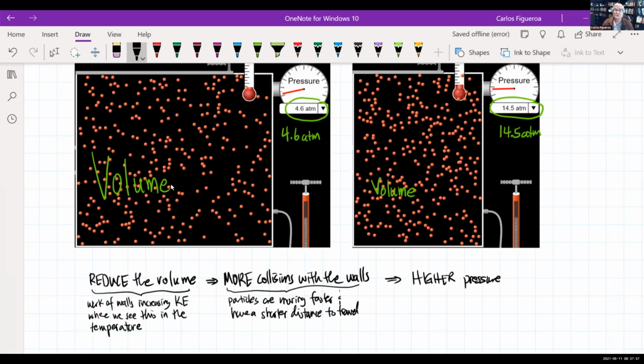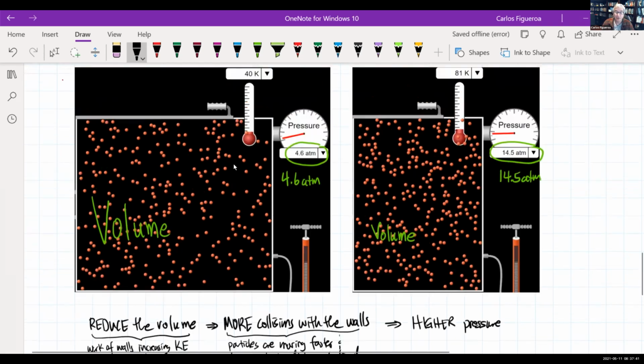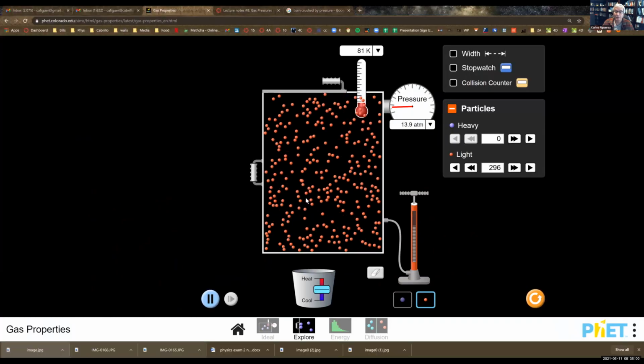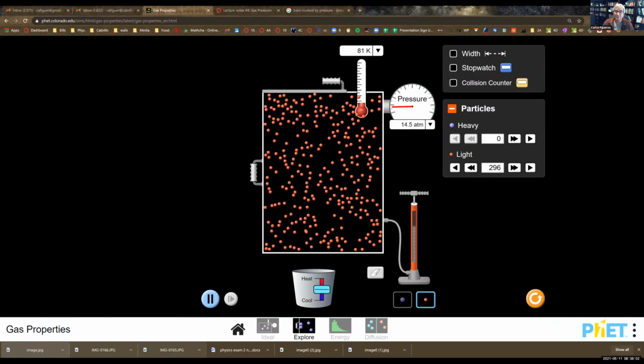Now what I need to do here is that I need to go back up. So what I'm going to try to do is go back up to 40K and get 44.6 atmospheres. So let's go try to do that in the applet, so you could see specifically why I'm trying to do what I'm doing here. Okay, so now what am I going to do? I got to increase my volume.